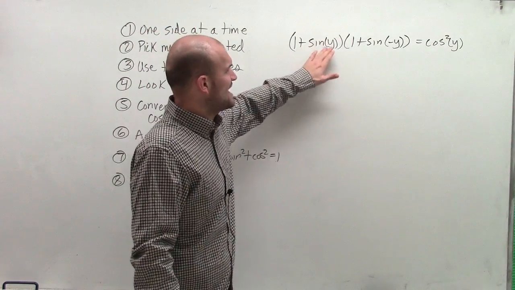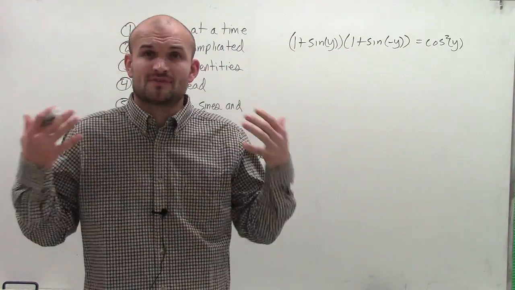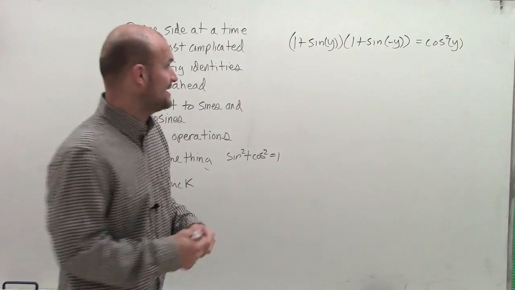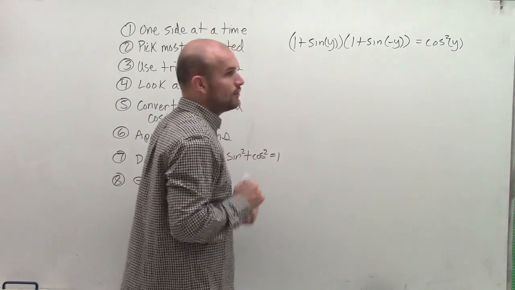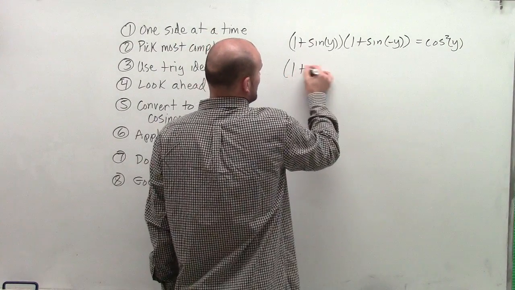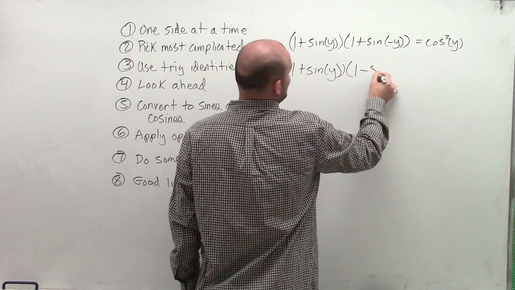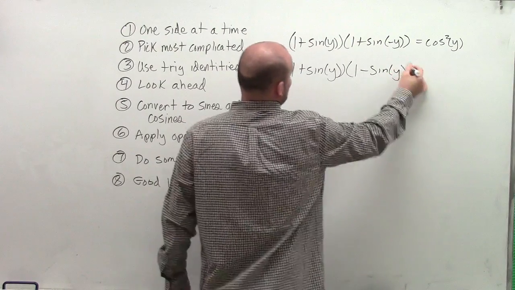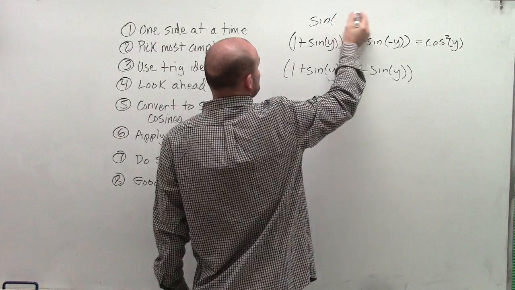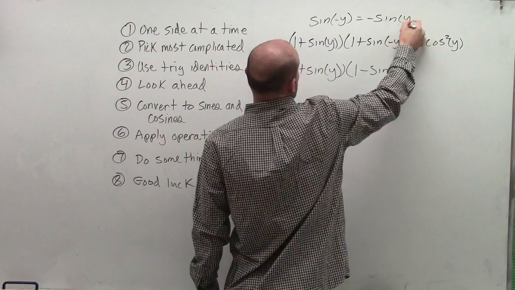Well, I don't really know what sine of y times sine of negative y is going to represent off the top of my head. But I know that I can use my even and odd trigonometric identities to rewrite the sine of negative y as negative sine of y. So I can say (1 + sin y)(1 - sin y). And again, that's in your even and odd trigonometric identities, which says the sine of negative y is equal to negative sine of y.